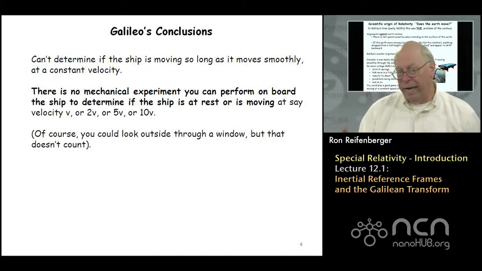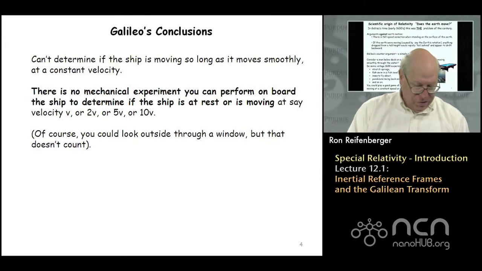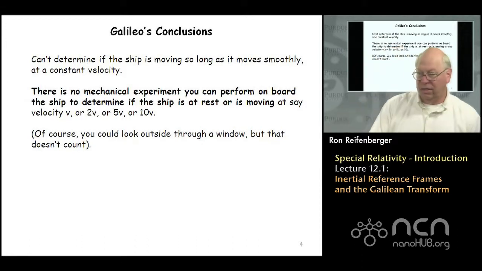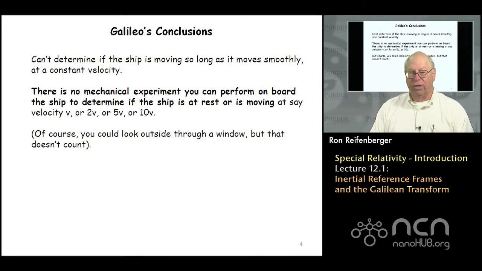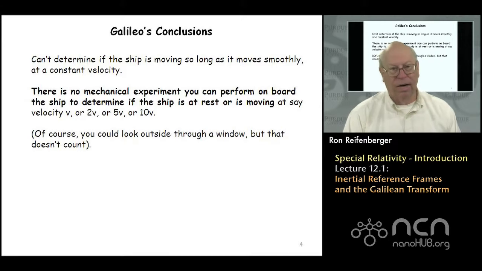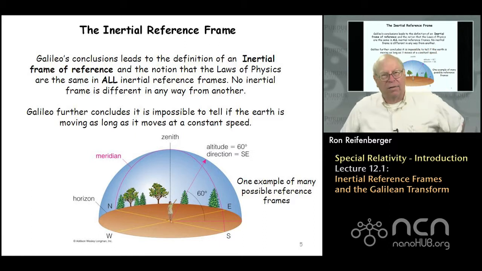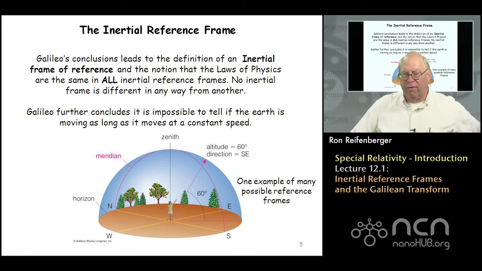So Galileo's conclusion about this ship analogy is that as long as the ship is moving at a constant velocity, you cannot do an experiment on board the ship to tell what the velocity of the ship is, right? The ship could be moving at a velocity of v or 5v or 10v, and as long as it's constant, there's no experiment you can do to tell whether it's moving or at rest. So this simple line of thought gives rise to the concept of an inertial reference frame.